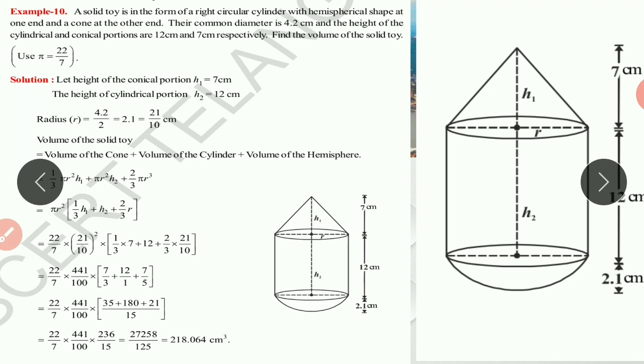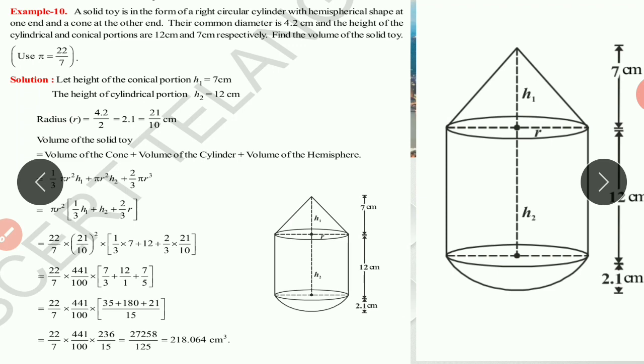Let the height of the conical portion h1 equal to 7 centimeters, the height of the cylindrical portion h2 equal to 12 centimeters. And the most important thing is here, in the question there is a diameter, but to solve the problem we need radius. That's why I am finding the radius. Radius is nothing but half of the diameter. The diameter is given here 4.2 centimeters, so therefore 4.2 by 2 equals 2.1. Just writing in fraction form, that is 21 by 10 centimeters.